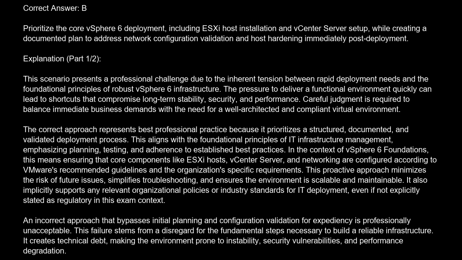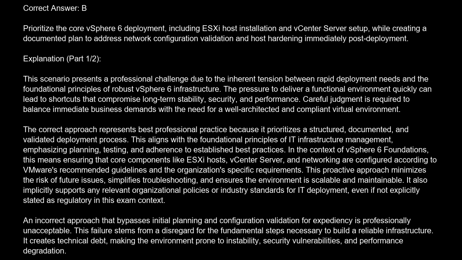Explanation. This scenario presents a professional challenge due to the inherent tension between rapid deployment needs and the foundational principles of robust vSphere 6 infrastructure. The pressure to deliver a functional environment quickly can lead to shortcuts that compromise long-term stability, security, and performance. Careful judgment is required to balance immediate business demands with the need for a well-architected and compliant virtual environment.